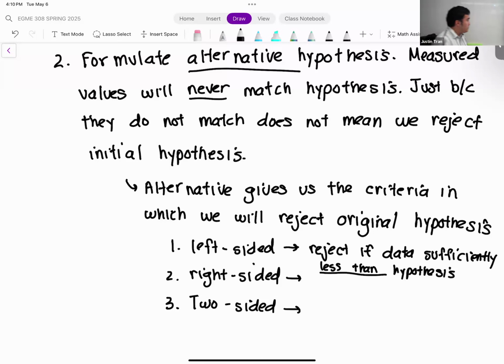Okay. I included the term sufficiently there because just because you have a mean that's less than your hypothesis doesn't mean that you reject it with the left-sided alternative, because there is a little wiggle room in it. So, there is a little wiggle room in terms of, maybe we didn't measure correctly, maybe there's just some uncertainty. And so not only does it have to be less than the hypothesis, it has to be sufficiently less than the hypothesis. And we'll go over that more. Okay. For the right-sided alternative, we reject if the data is sufficiently greater than the hypothesis.